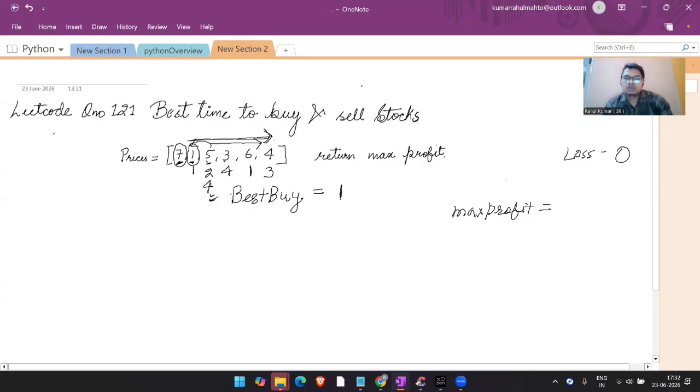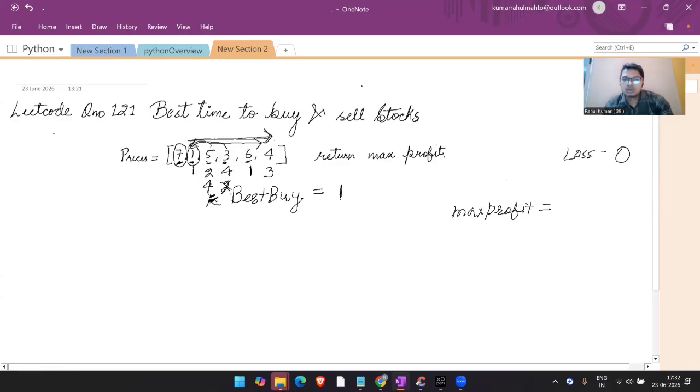Moving forward, let me check the next day, where it becomes 3. Let me check how much profit I am getting on this day. 3 minus 1 is 2. So on this day I will get a profit of 2, which is not greater than my previous maximum profit. So I'm not going to consider this as the maximum profit. Still, the maximum profit is 4 itself. Now checking the next scenario.